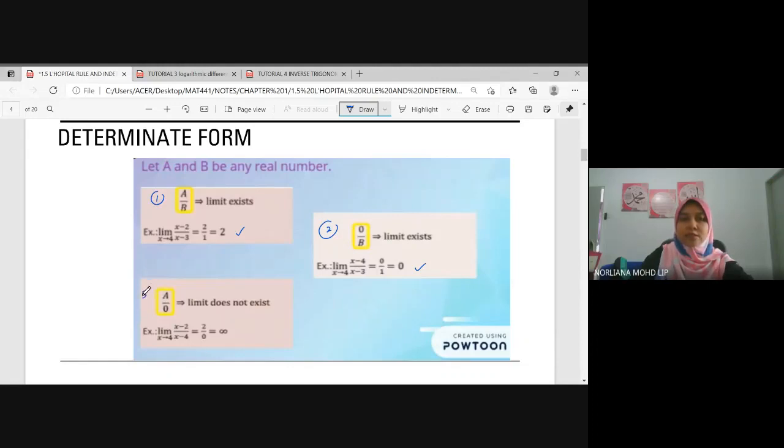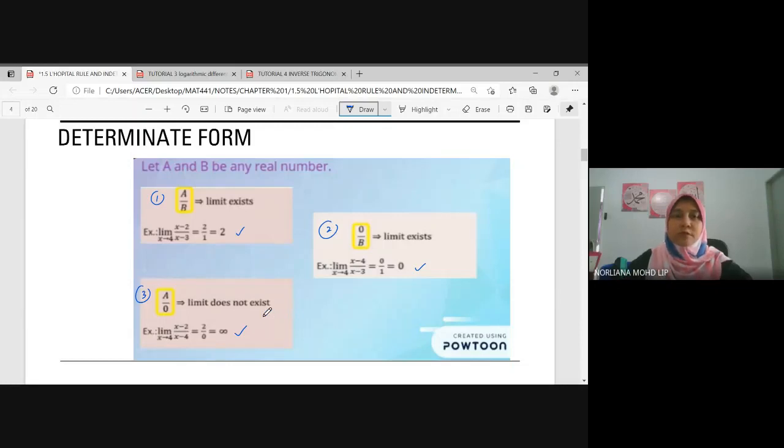The third example of the determinate form is in the form of a over 0, where a is a real number. So the limit does not exist. For example, we substitute x equal to 4 into this function and get 2 over 0, which equals infinity. Infinity means the limit does not exist. So these are the three types of determinate form.